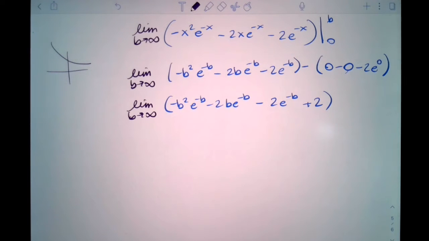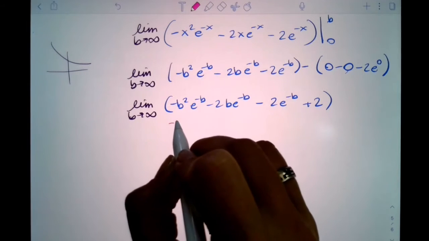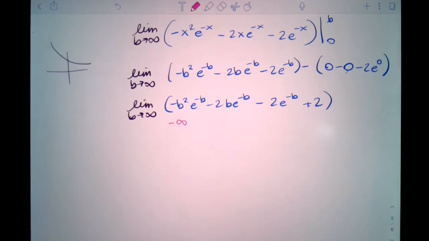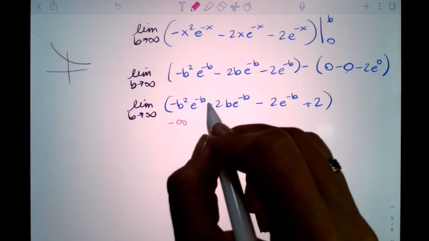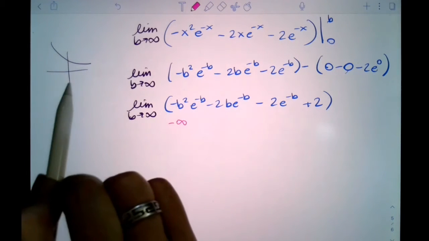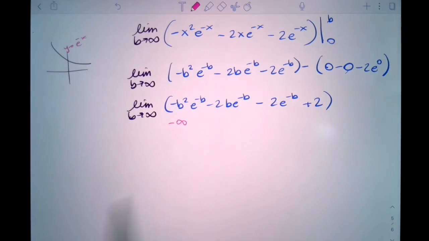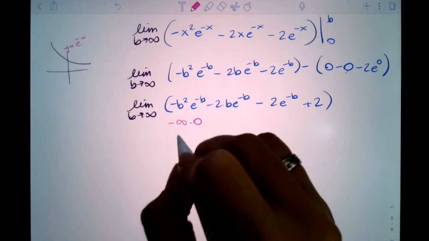So if I let b go to infinity, let's just pay attention to what I have here. I have negative infinity squared, which would be negative infinity. And I have e to the negative infinity. So what does that mean? That means as I move towards infinity on this y equals e to the negative x graph, I end up with 0. This is a serious problem for me. That is an indeterminate form, if you remember, from way back when in Unit 1.